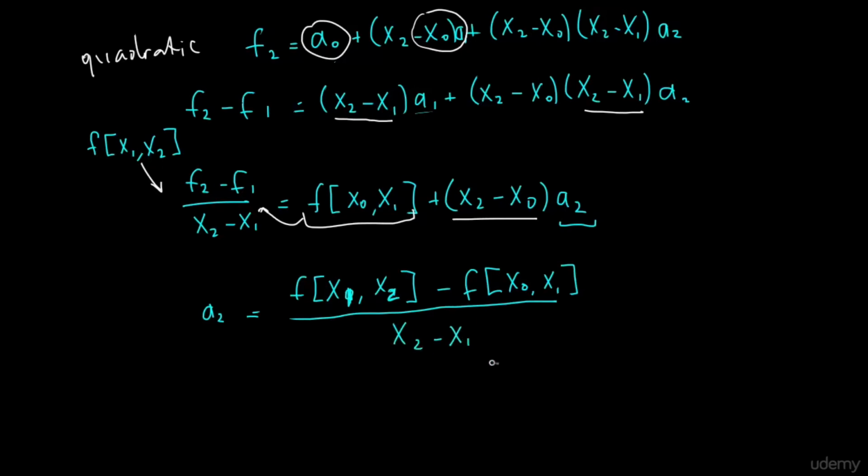x2 minus x0. Okay, and once again, we're going to introduce a notation for this divided difference. The notation will be that we'll now have f with square brackets, and we'll have all the three terms. So x0, x1, and x2. And this is going to be the second divided difference.